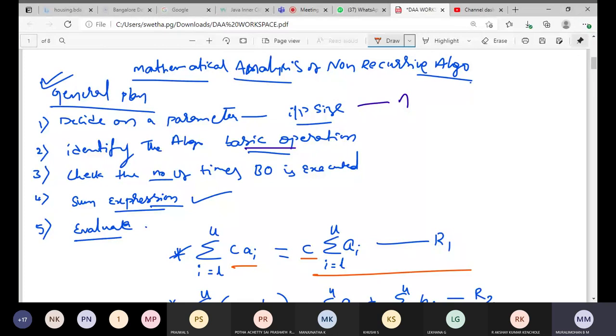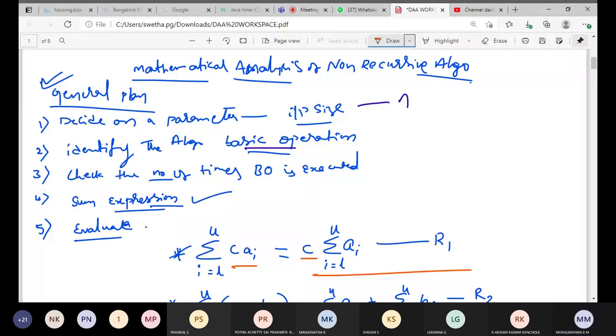Next, once the input size is decided, we identify the algorithm's basic operation, right? Next, we check the number of times the basic operation is executed. Once we finalize this, we set up a sum expression, and then we evaluate the expression so that we get the time complexity of that algorithm, right?